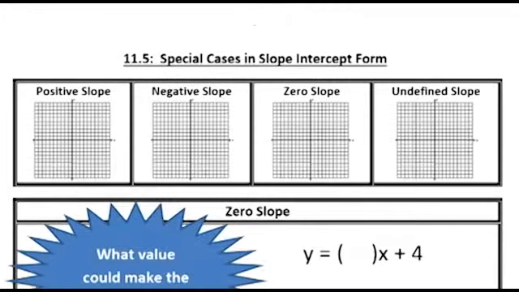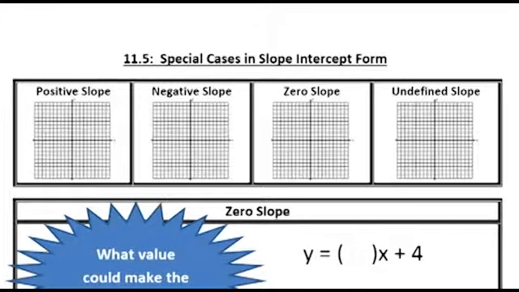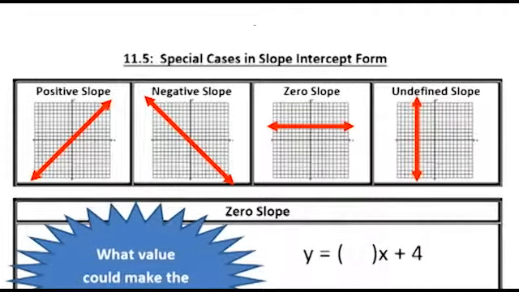Welcome to 11.5. We're talking about some special cases in slope-intercept form. This involves two very specific slopes. Now we know all of our slopes' general shapes: we have our positive slope, which rises on the right, our negative slope, which falls on the right, our zero slope, which is just horizontal, and our undefined or no slope, which is vertical.